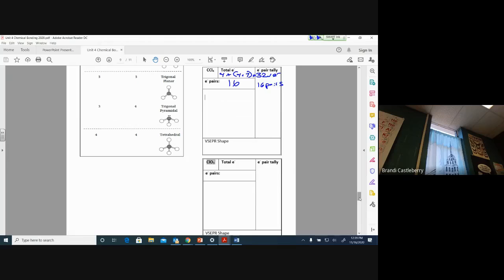If carbon is an option, it's carbon. If carbon isn't an option, then just whatever atom is single. In this case, carbon is an option. So I'm going to put carbon in the middle. I'm going to put everything else around it. So I have 4 chlorines. I'll put all the way around.